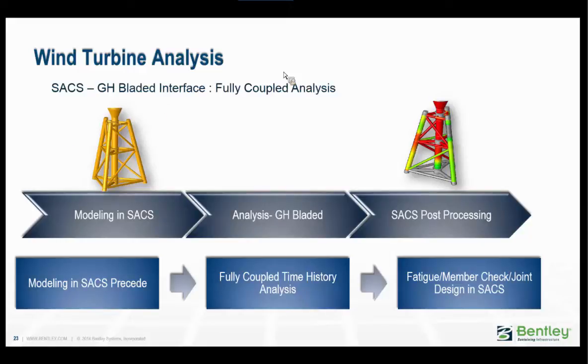So once you've got your model into GH Bladed, then you do a fully coupled time history analysis in the GH Bladed product. GH Bladed, as everybody knows, can do a full hydrodynamic analysis of an offshore wind turbine structure, including nonlinear foundations. So once the analysis is complete, we pass the results from GH Bladed into SACS for the post-processing. Basically we have a front end and a back end to this product, where the back end includes a fatigue analysis, member checks, and the joint design.